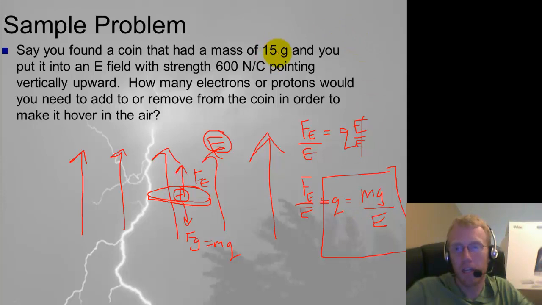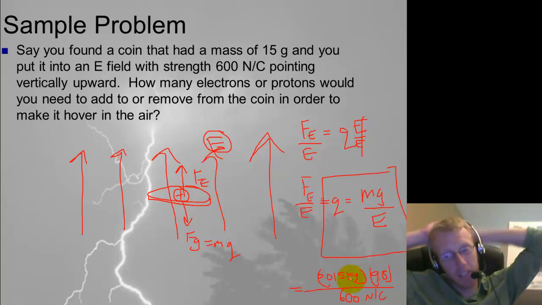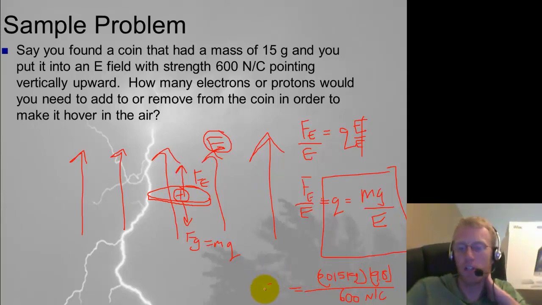So once you plug in 15 grams, you have to convert that to kilograms. So 0.015 kilograms. That's your mass. Gravity is 9.8. And the electric field is 600. Okay. As you see with the coulombs, newtons, meters, kilograms, everything is going to cancel except coulombs, so we'll get our charge as some amount of coulombs.